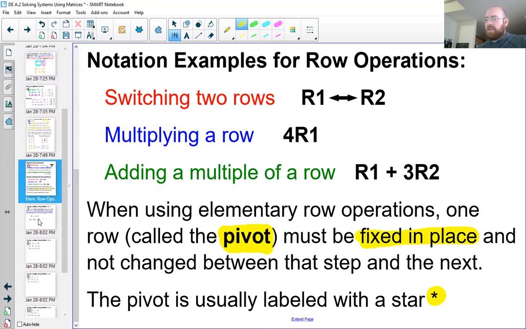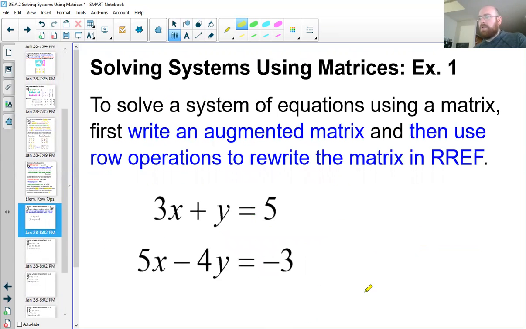I think for timing on this video, we'll do an example. So we'll do one example in this video and then a couple more examples on their own. So we want to solve this system of equations using a matrix. So we need to remember to first write the augmented matrix and then use our row operations to rewrite the matrix in RREF, so reduced row echelon form.